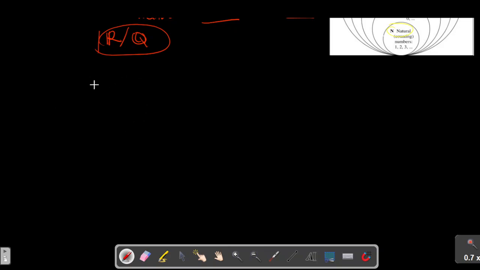In geometry, we have square root of 2, square root of 3, square root of 4, right? We have square root of 5. All these are irrational numbers. You realize that you cannot represent square root of 5 as a fraction.